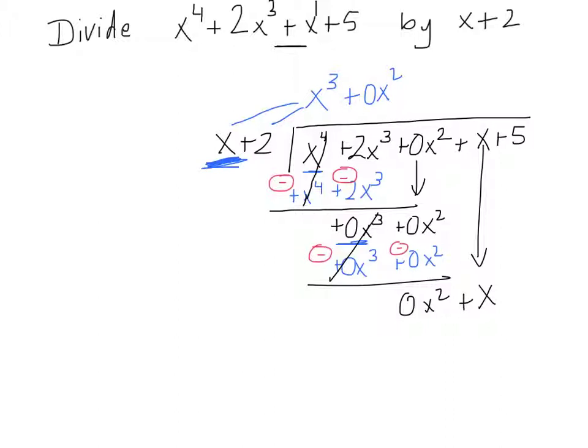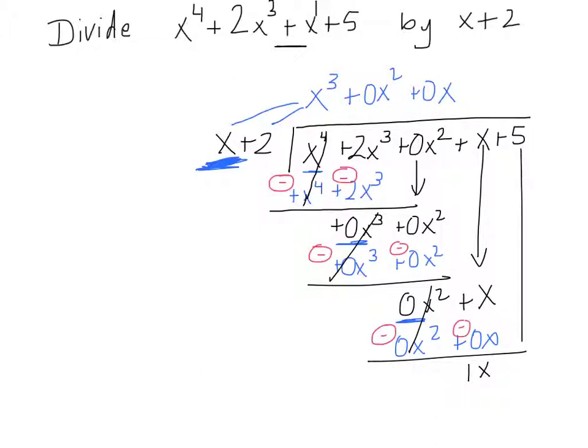Okay, what do you multiply times x to give you 0x squared? Well, that's going to be 0x. Distribute it, gives you 0x squared plus 0x. Switching of the signs, this cancels. x minus x is 1x. Bring down the 5.